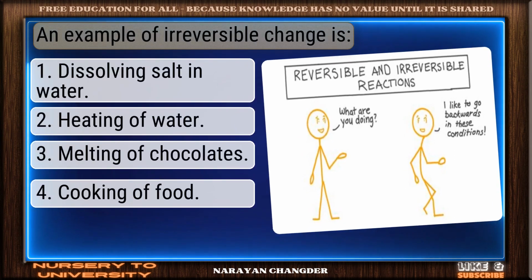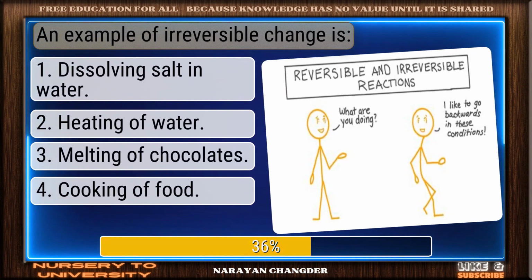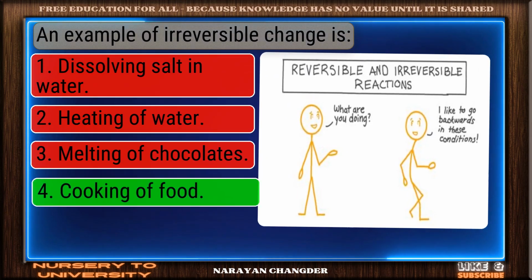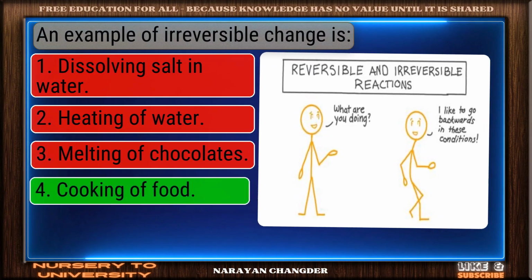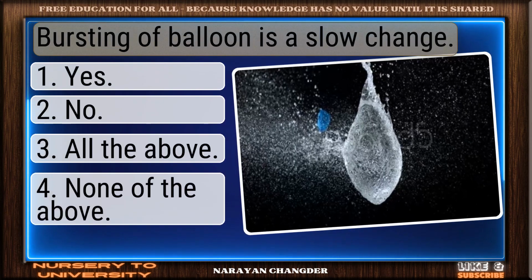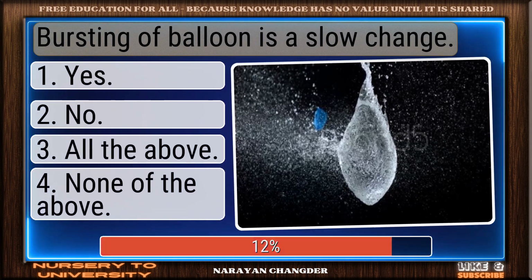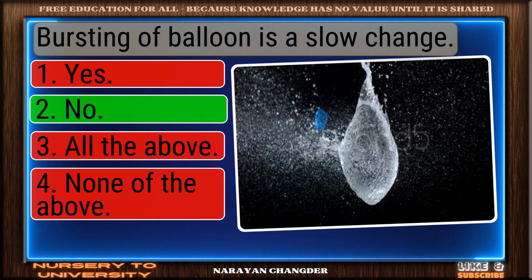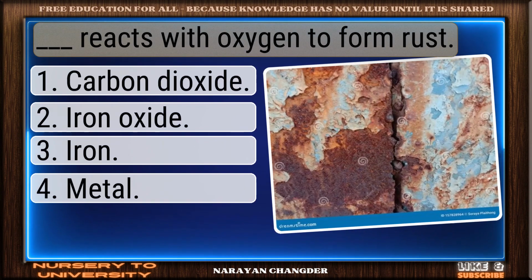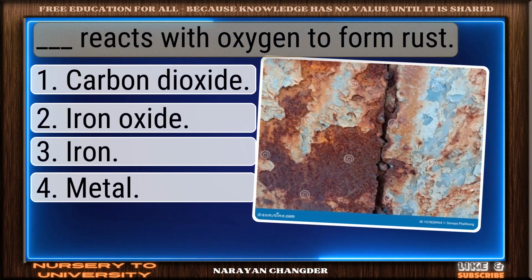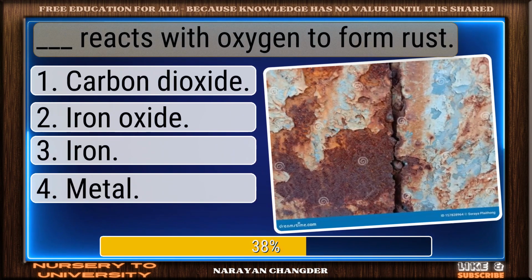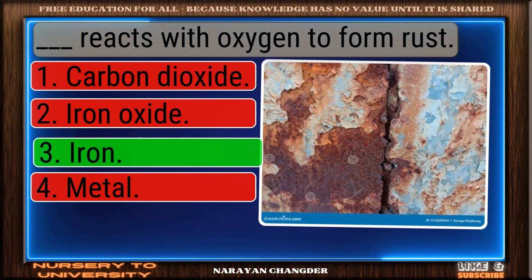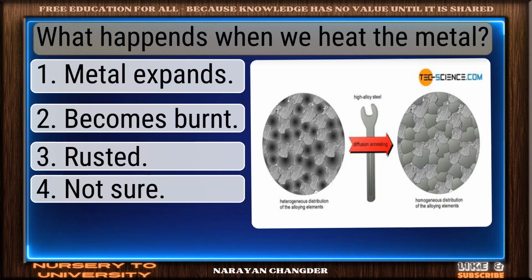An example of irreversible change is? Well picked. Cooking of food is the correct answer. Bursting of balloon is a slow change. Good job. Your answer no works well here. Dash reacts with oxygen to form rust. On track. Iron is the correct answer.